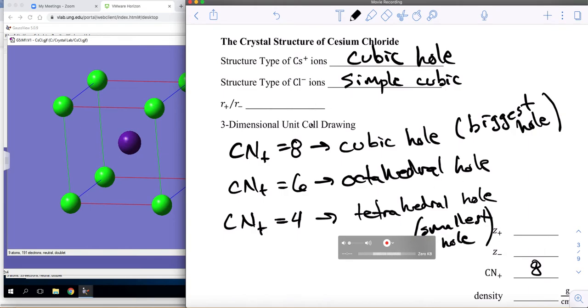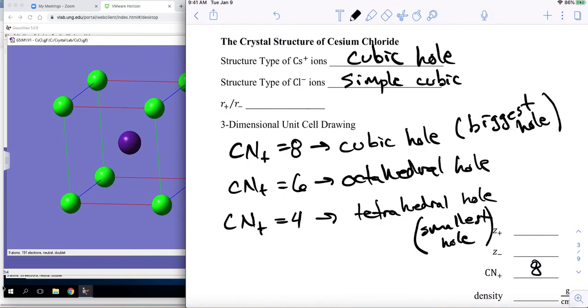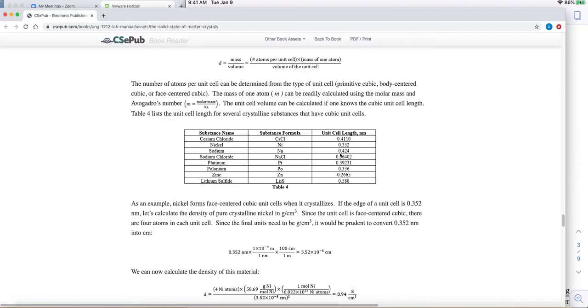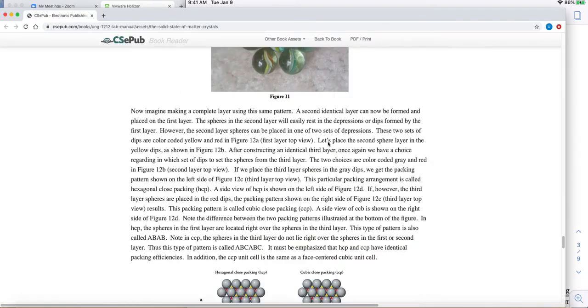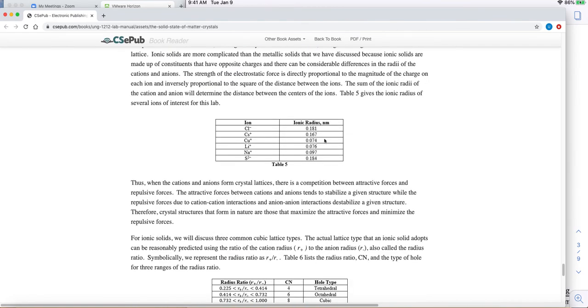All right, and then for our other pieces that were asked here, we have R plus over R minus. This is something called a radius ratio. This is also another predictive factor to help you figure out the hole type. But where this number is coming from, it's actually just a number we calculate. Again, if you go back to your pre-lab reading, there's the table that has all the edge lengths. And then a little bit further down, remember I said there's another table that has all the ion radii. Basically, that R plus over R minus is just that.